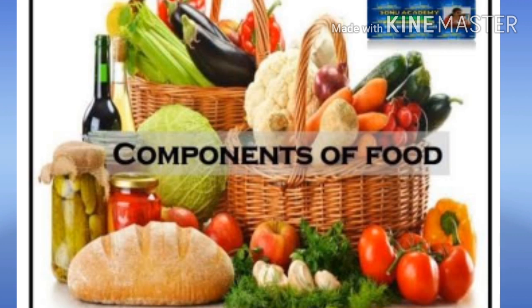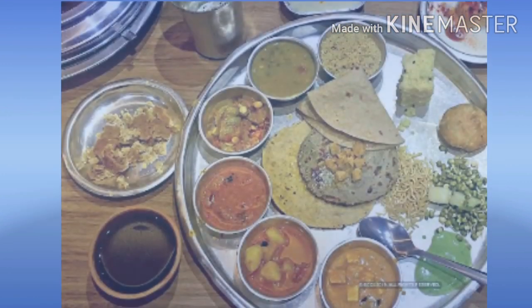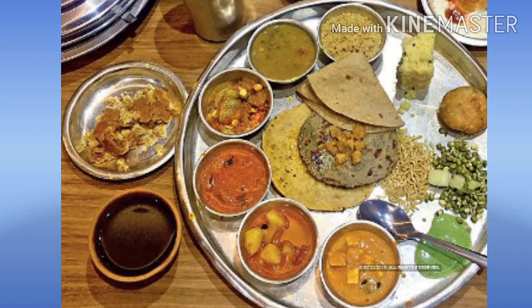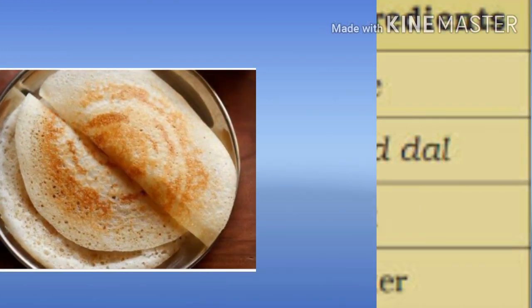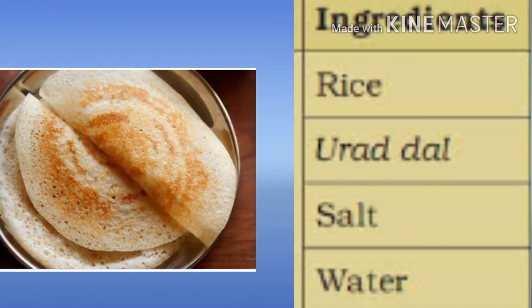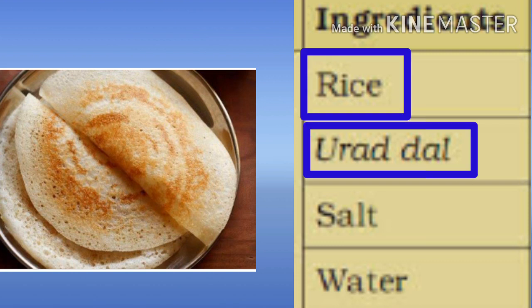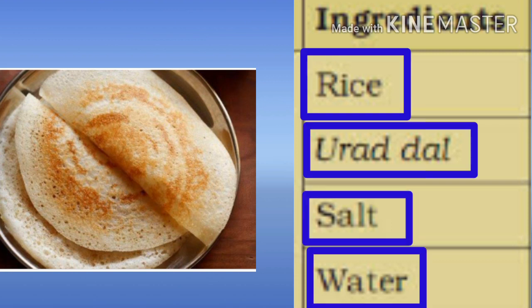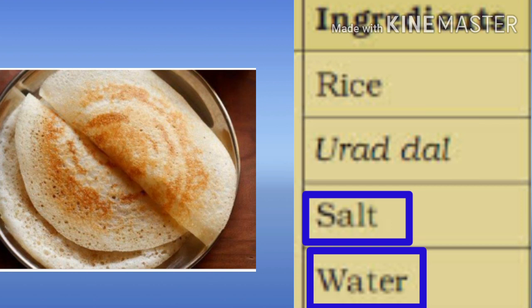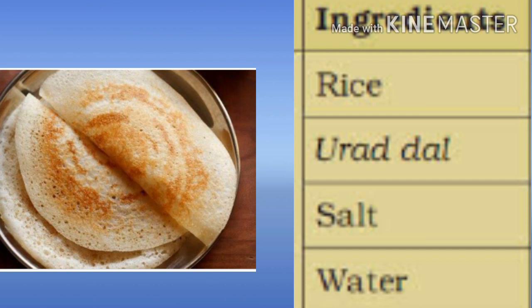Children, we eat different food items, and these food items are prepared using different ingredients. For example, to prepare dosa, we use ingredients like rice, urad dal, salt and water. And these ingredients contain different components which are very essential for our body.